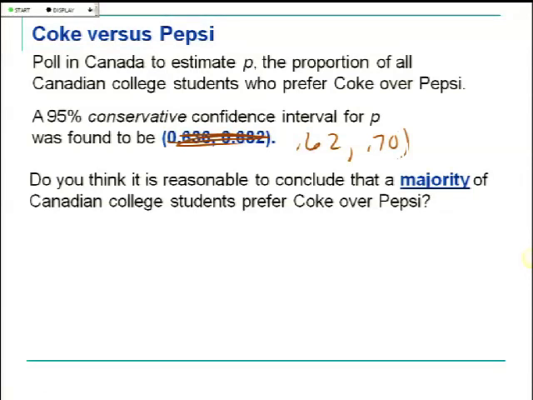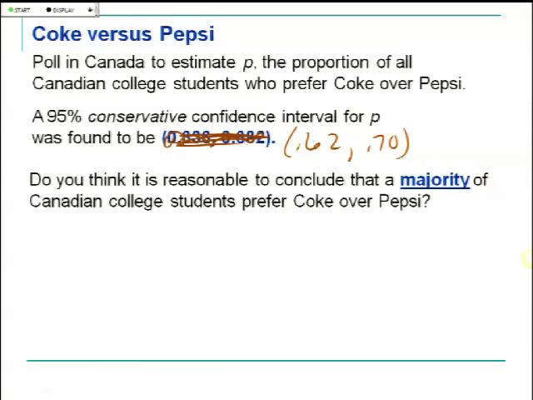for the Canadian college students that we were working with. And it simply asks, would Coke be able to advertise that a majority of Canadian college students prefer Coke over Pepsi? Based on the study that was based on a decent sample size, representative, the interval goes from 62 to 70%. Would you be able to say you have a majority? Yes or no? Yes. And your reason would be why? Not that 50% is not in the interval, but the entire interval is above. The entire interval is above 50%.